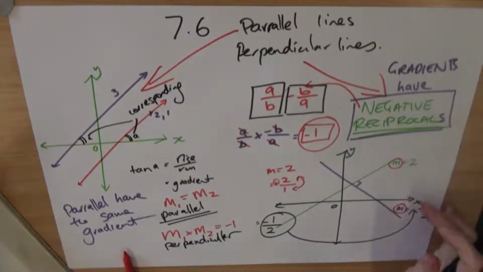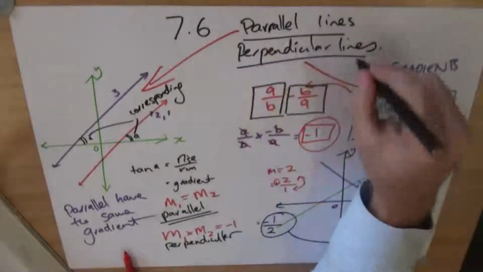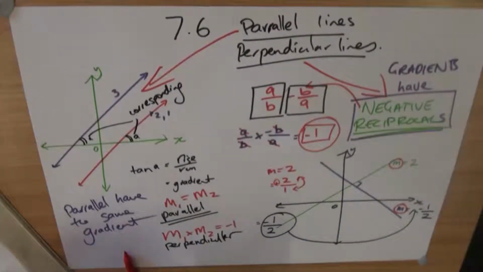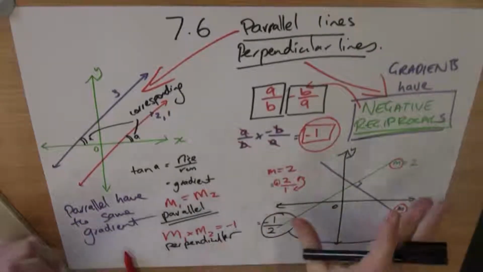Okay, so that's 7.6. That's what you need to know about parallel and perpendicular lines. Go forth, people. Go forth and mathematize.